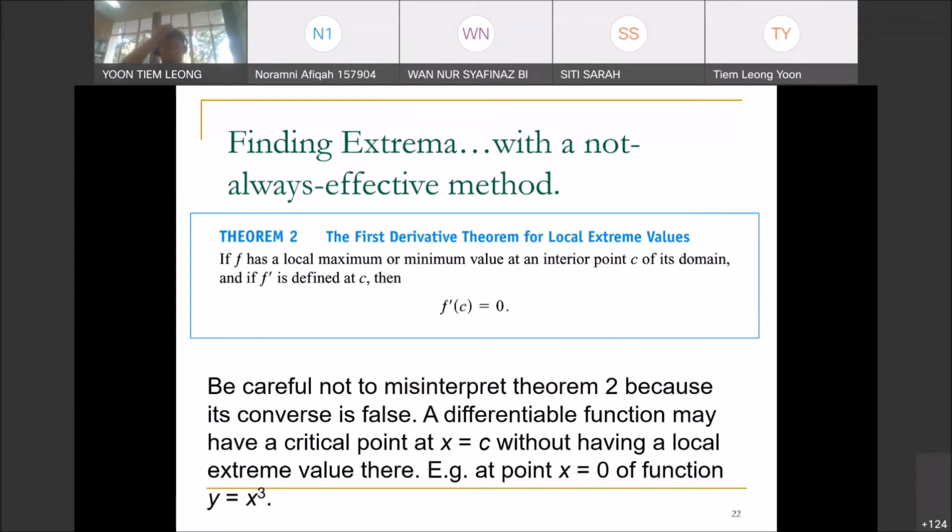So the next thing we want to talk about is the statement of Theorem 2. It says if you have a local maximum or local minimum, then the derivative at that point must be 0. Okay, so if the point is a local minimum or local maximum, then the derivative at that point must be 0. But this does not say if the derivative is 0, then the point has to be a local extremum. No, it doesn't say that.